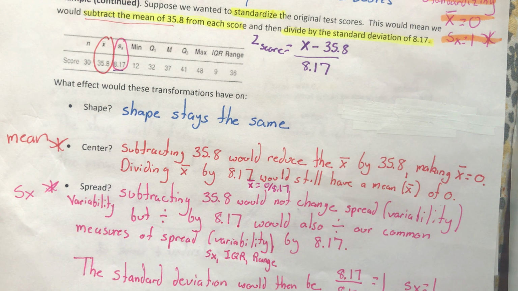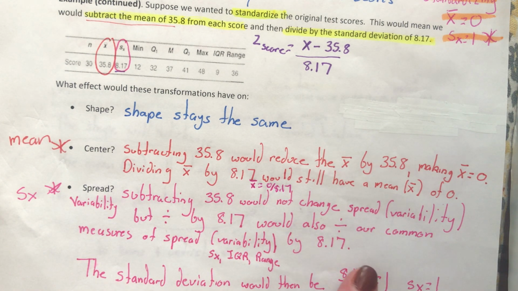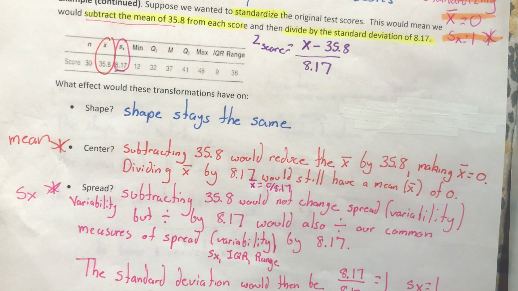Now, dividing does affect the spread. In this case, we started with a standard deviation of 8.17. When we subtracted the 35.8, it stayed the same. It did not change. But now we're going to divide by 8.17. We know it's also going to divide our common measures of spread by 8.17.